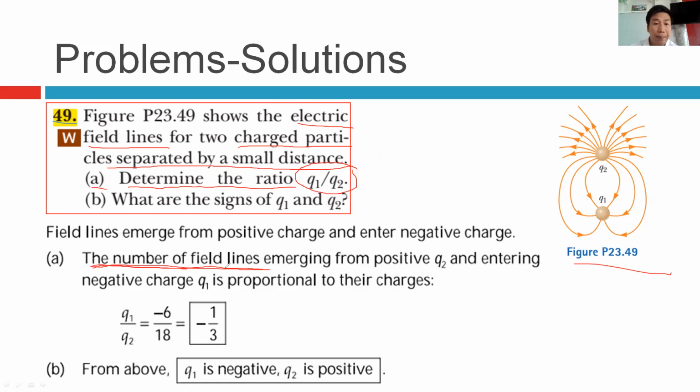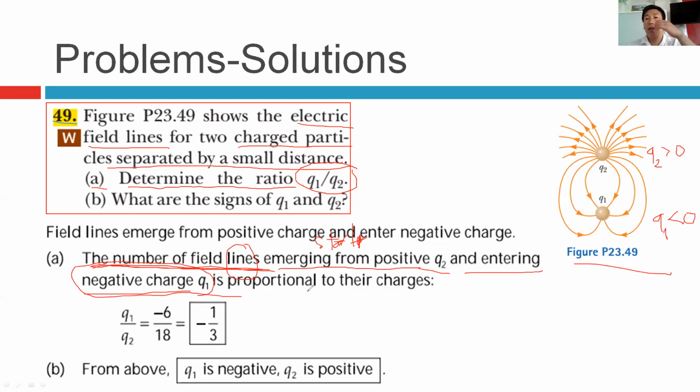In this case, they state that the field lines emerge from the positive charge and enter the negative charge. It starts from the positive charge. Here, because the lines start from Q2, Q2 needs to be positive, right? Because it starts from a positive charge and stops at a negative charge. It will stop at the negative charge, so Q1 should be negative.